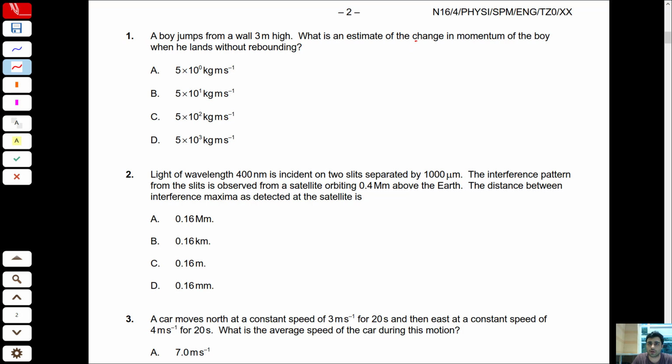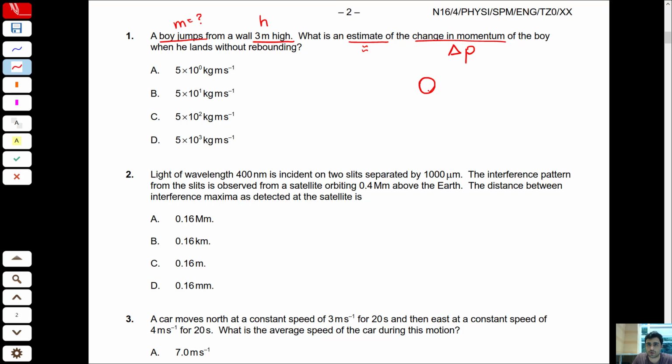So we need to find the change in momentum, so let's call it delta P. And we are given the height h. So there's a boy, so he must have some mass which is unknown, and since it's a problem of estimation, we have to just approximate the result when he lands without rebounding, so there's no rebound. Okay, let's see what the situation is here.